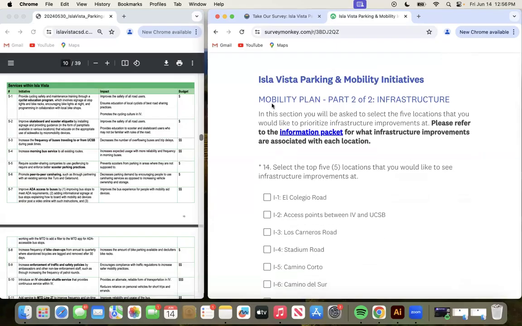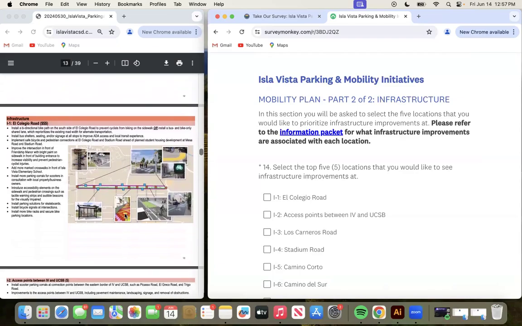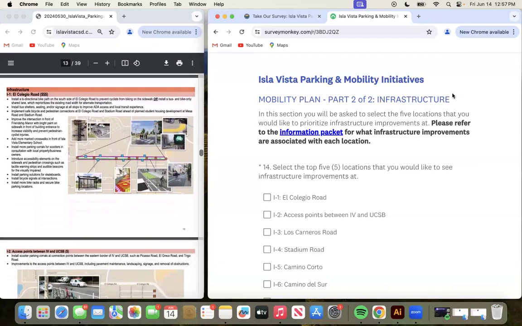Alrighty, so now we are moving on to Mobility Plan Part 2. We just finished Mobility Plan Part 1, so we're moving on to Mobility Plan Part 2. And here we will be talking about infrastructure. And this is where I anticipate a good amount of people might run into some questions or some trouble, so you might want to skip ahead to this part of the video if you haven't already.